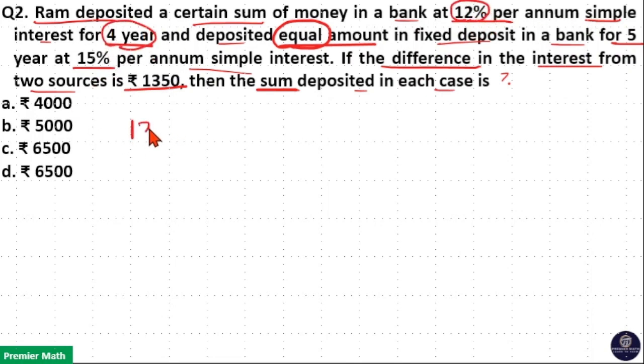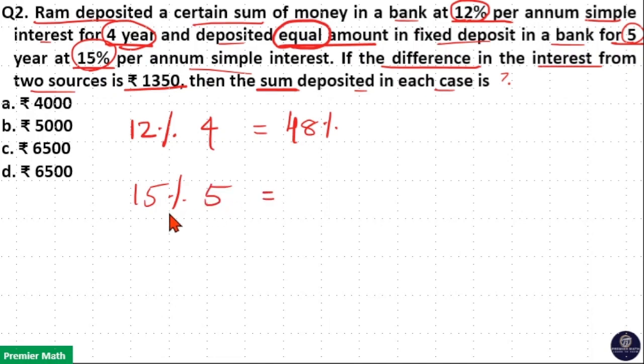That means he deposited an amount of money in a bank at a 12% rate for 4 years, so he will receive 12 into 4, 48% interest after 4 years. Now, in another bank, he deposited an equal amount for 5 years at a rate of 15%. So, 15% for 5 years is equal to 15 into 5, 75%. So after 5 years, he will get 75% simple interest.